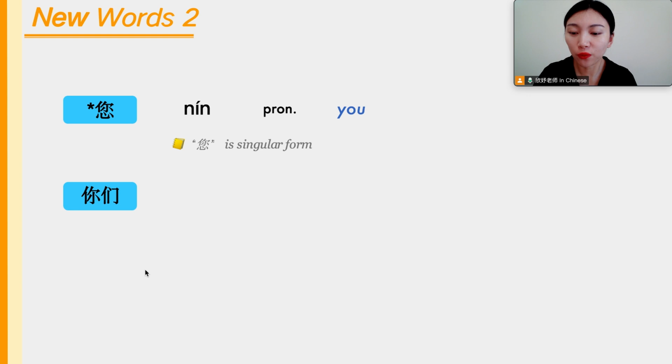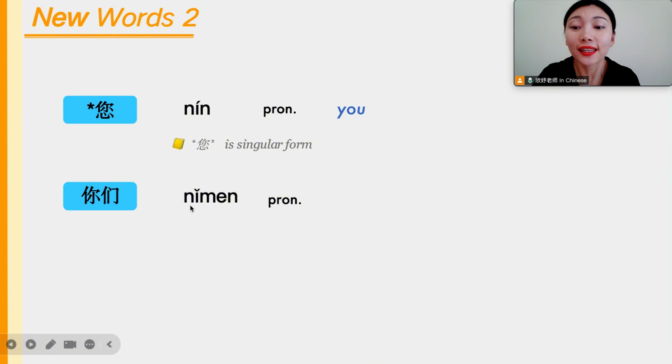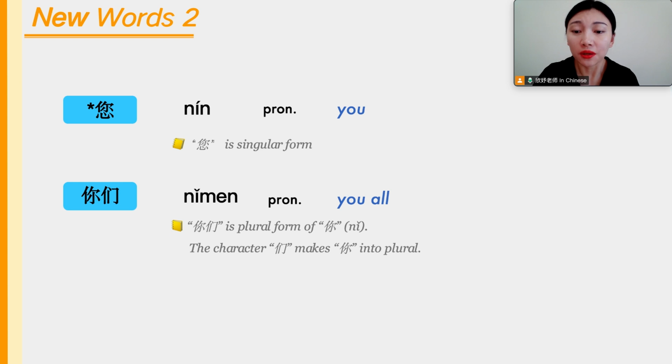And our second word is 你们. Here, please look at the tone of 你们. 你 is a third tone, and 们 has no tone. It's the light tone or the zero tone in Pinyin, which we will talk about in the future. And it means you all. It's a plural form of 你.